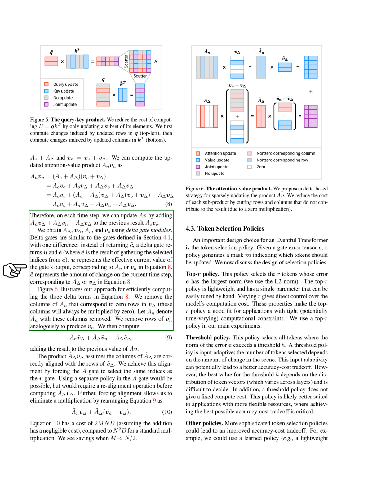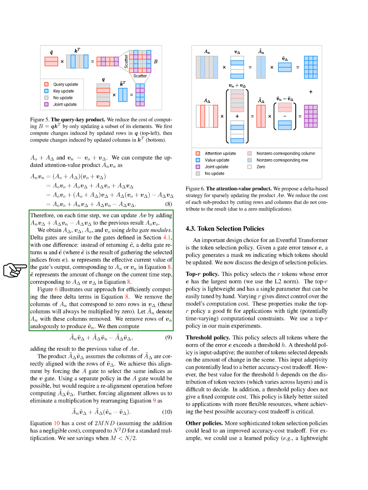Delta gates are similar to the gates defined earlier, with one difference. Instead of returning ~c, a delta gate returns u and ~e, where ~e is the result of gathering the selected indices from e. u represents the effective current value of the gate's output, corresponding to A_n or V_n. ~e represents the amount of change on the current time step, corresponding to A_delta or V_delta. We've illustrated our approach for efficiently computing the three delta terms in a figure.